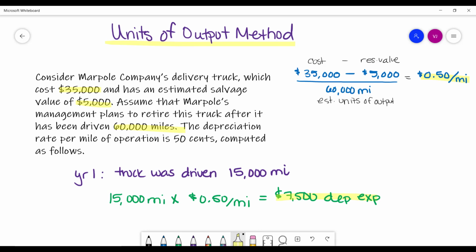So that's how the units of output method works. It's not dependent on the passage of time, but it's dependent on use. How many miles, in this case, the truck is driven each year will determine the depreciation that is recorded on that truck every single year.